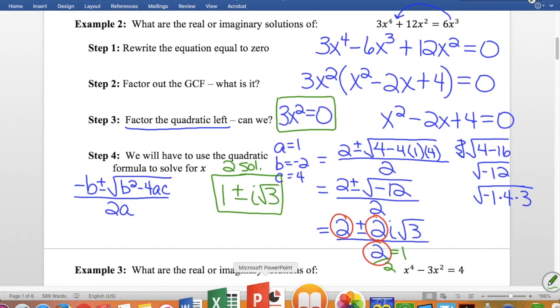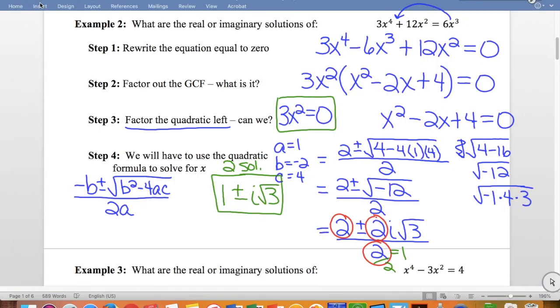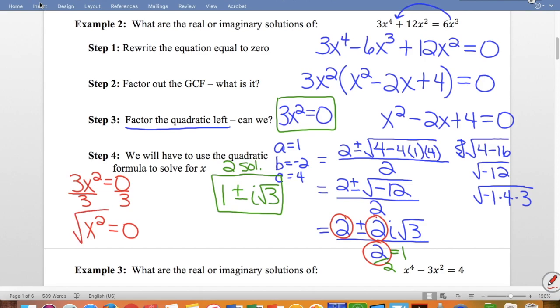So this quadratic formula, okay, I'm going to erase this quadratic formula and I'm going to solve my 3x squared equals 0. Since all I have is an x squared, I can just do square roots. So I'm going to divide both sides by 3 and I get x squared equal to 0. I take the square root and I get x equal to 0.